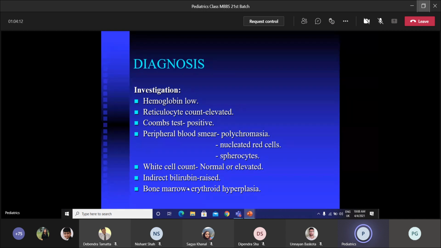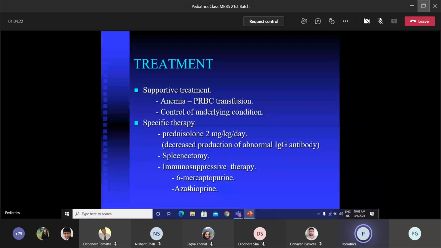Treatment-wise, it is just supportive treatment. For anemia you give packed red blood cells. If the hemoglobin is less than 8 gram per deciliter, you give 10 to 15 ml per kg of packed red blood cells, PRBC, over 4 to 6 hours. In between, you can give furosemide. You have to control the underlying condition. If the autoimmune hemolytic anemia occurs due to infectious mononucleosis, you have to give acyclovir treatment.